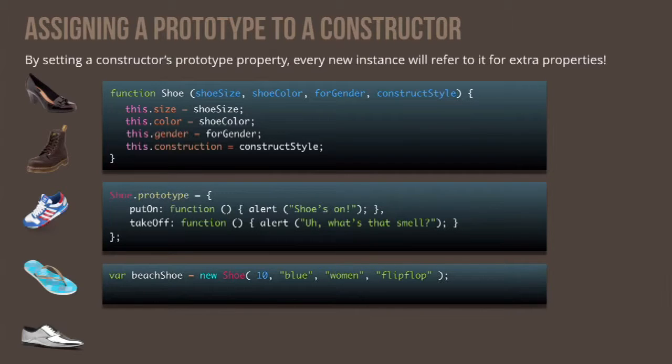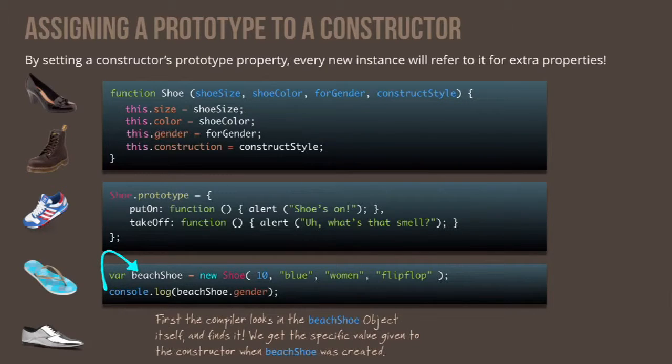We're going to create it the same way. And if this time we were to console.log beachshoe.gender, what happens is beachshoe just looks directly within itself for the gender property, finds it, and logs it out, and we get women.